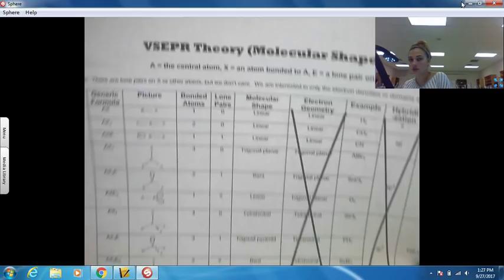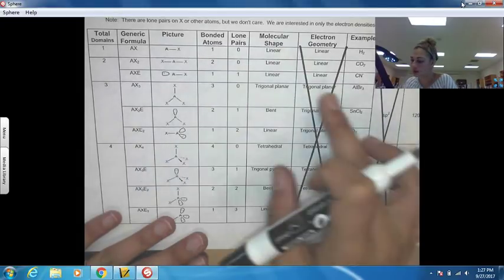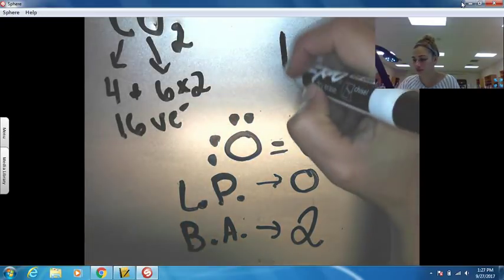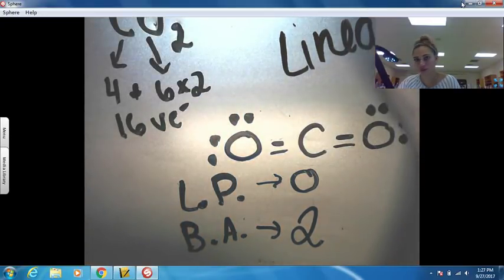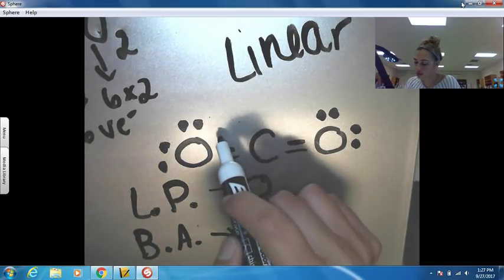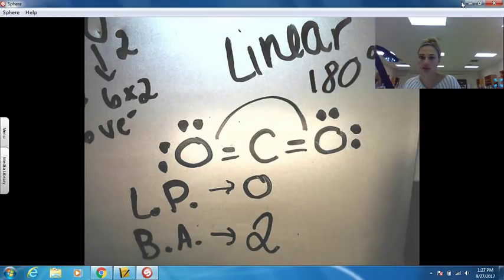So I'm going to go to my chart, find 2 and 0, and this is a linear shape. Okay. Now if I wanted to know the bond angle, I can see on my chart that the bond angle here is 180 degrees since it is a straight line.